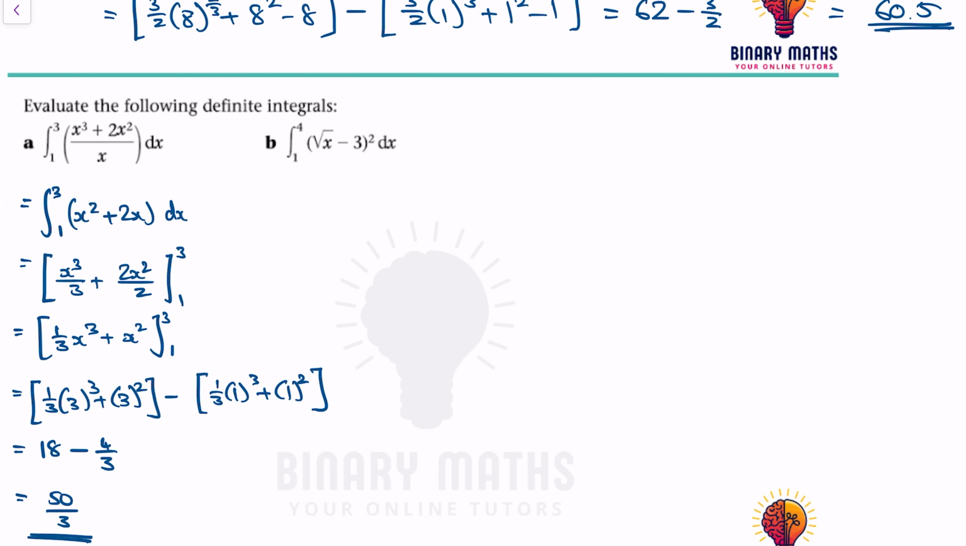For part B, first thing I need to do is expand the bracket. So it's the same thing as integrating between 4 and 1. When I expand this out, I get root x times root x, which is x. Minus 3 root x minus 3 root x gives me minus 6 root x, which is minus 6x to the power of a half. And minus 3 times minus 3 is plus 9. So I end up getting this. It's already in index form, so now I can integrate it.